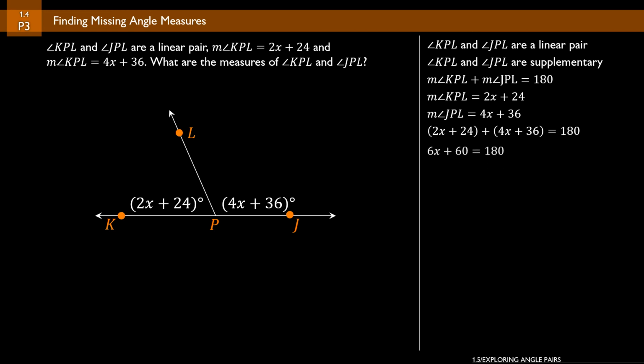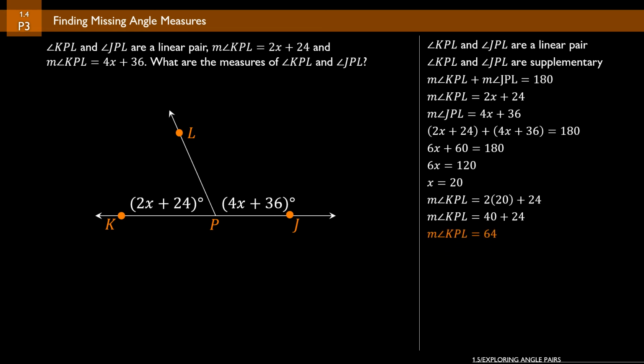Combine like terms to get 6x plus 60 equals 180. Subtract 60, so 6x equals 120. Divide out the 6, and x equals 20. Now, to get the measures of KPL and JPL, substitute x back into the quantities. So the measure of angle KPL is equal to 2 times 20 plus 24, which gives us 40 plus 24, which gives us a measure of 64.